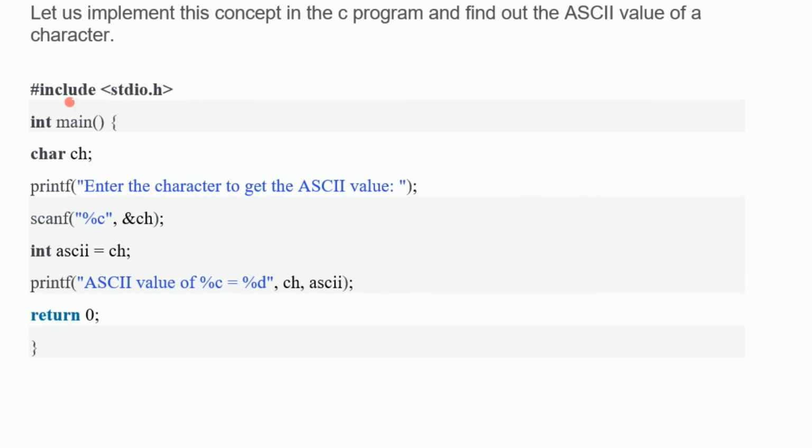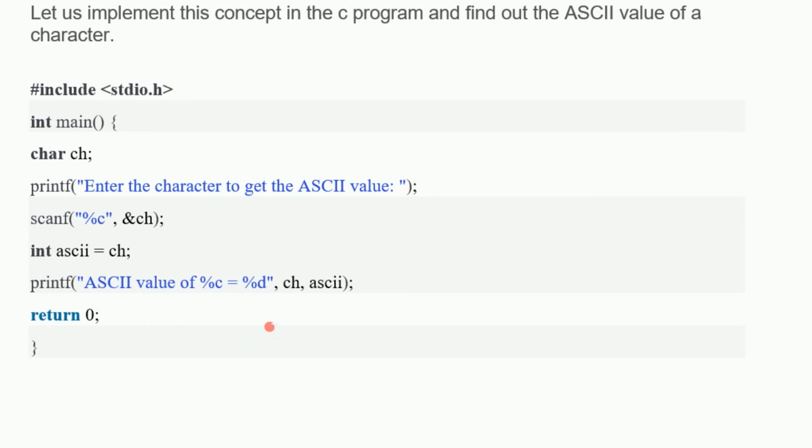In the programming way, we write it like this: #include <stdio.h>, int main, char ch; printf "Enter the character to get the ASCII value"; scanf("%c", &ch); int ascii = ch; printf("ASCII value of %c is %d"). Here you can see we use the character representation and the integer representation to convert the character value to its ASCII value. Then return 0.